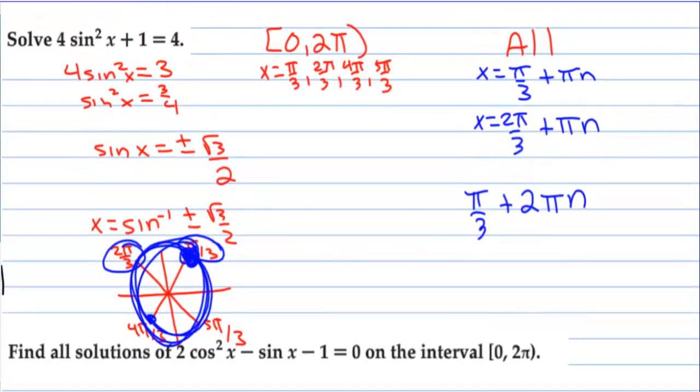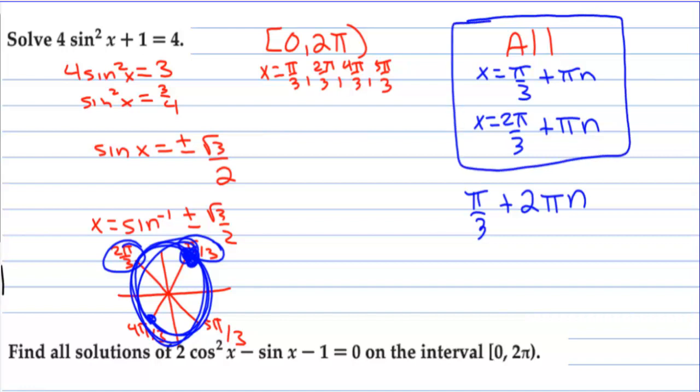So do you write the 2 statements as your answer? If it said find all and it doesn't say 0 to 2 pi, that's what I'll be looking for right there.